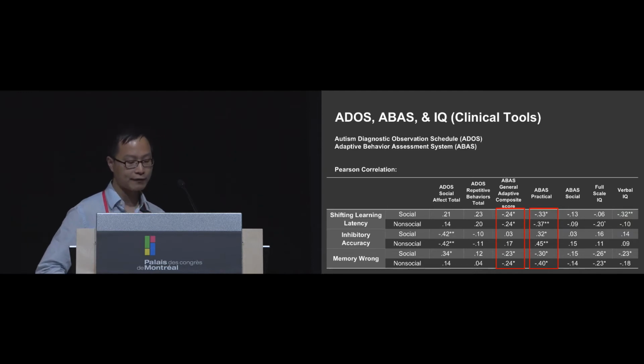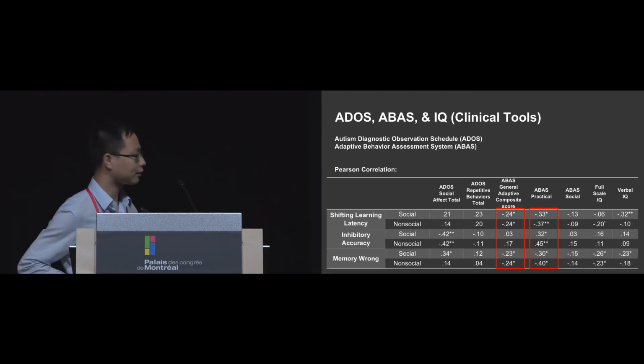And as you can see, we have high correlation in both the ABAS general score and the ABAS practical score. And the second column is very interesting. We don't have any significance here. This suggests the three measurements here are not valuable at all for measuring repetitive behavior.